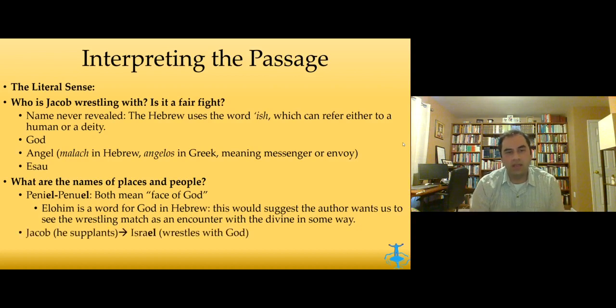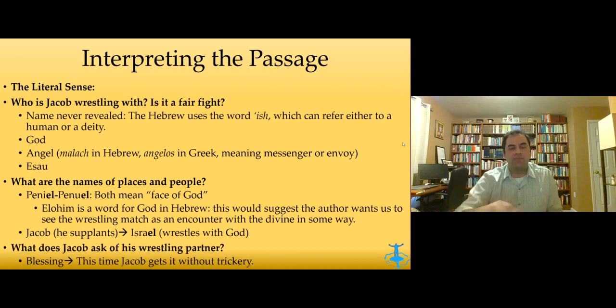Then Jacob, after the wrestling match, gets a new name, which is going to be very significant, as we'll see in the spiritual senses. Jacob becomes Israel. Again, you see the EL suffix there. Israel means the one who wrestles with God. Again, the name change here suggests an encounter with the divine.